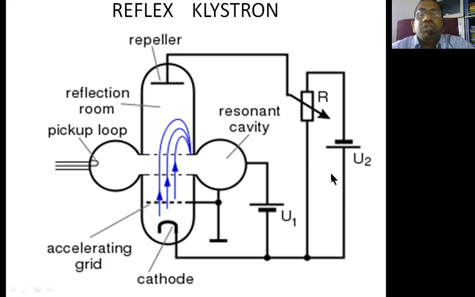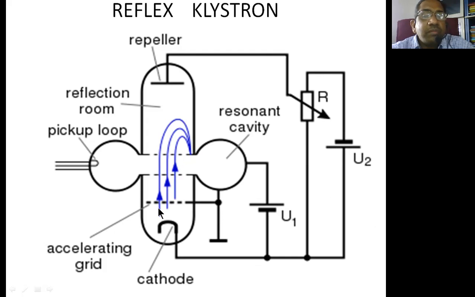Now, this voltage U2 is known as the repeller voltage. U1 is known as the beam voltage. The repeller voltage is always negative, applied to the repeller, and the beam voltage is also a negative voltage applied to the cathode. Due to velocity modulation, we are getting the bunches here. This space inside is known as the repeller space, or I can just call it the reflection room.